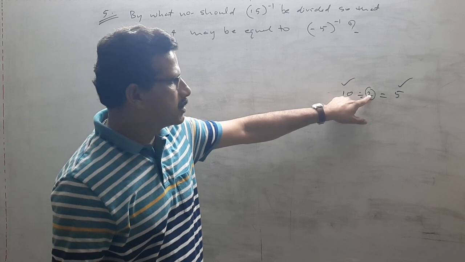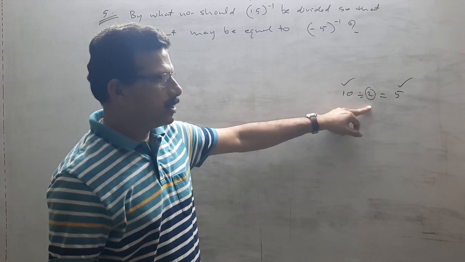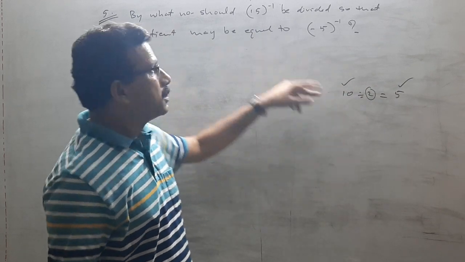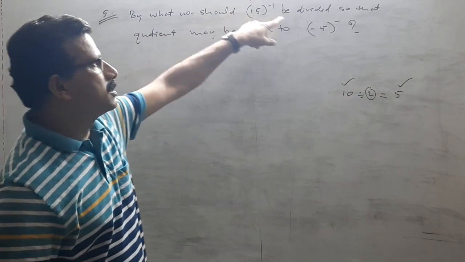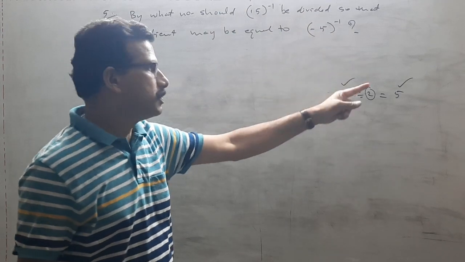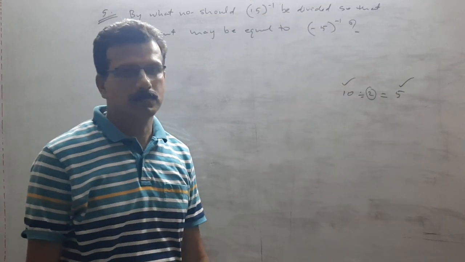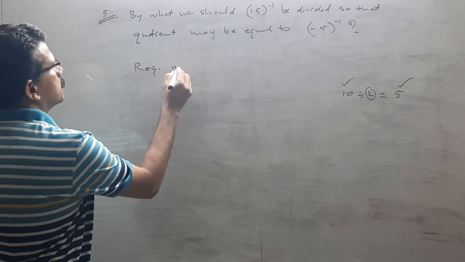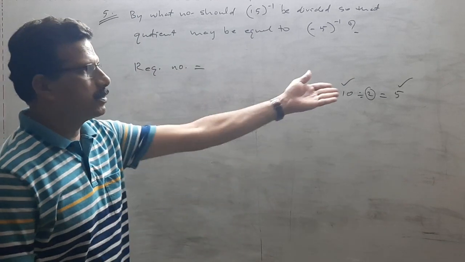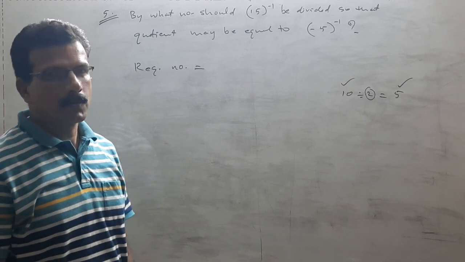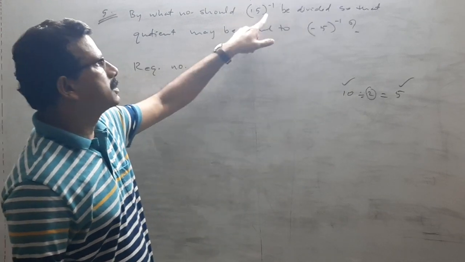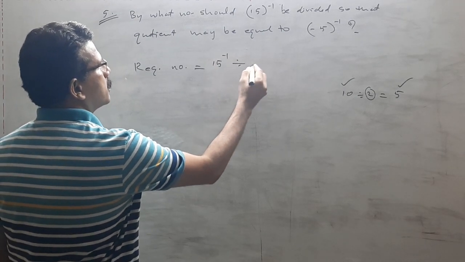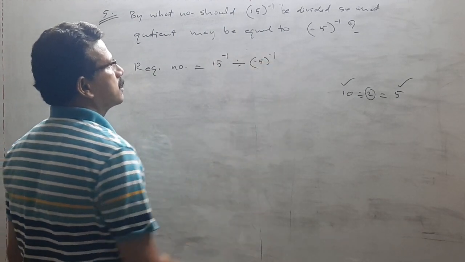So that means 2 is missing. By which number should 10 be divided to get this one? Quotient is given, dividend is given. This is the dividend, this is the quotient. Very simple, we know 10 by 5 is 2. Required number equals 10 by 5, that is 2. So the required number is dividend divided by quotient, that is 15 to the power minus 1 divided by minus 5 to the power minus 1.